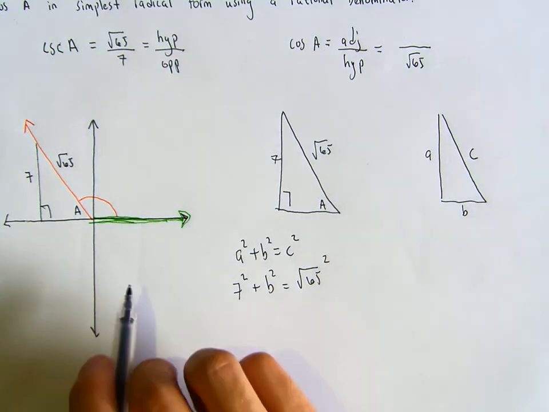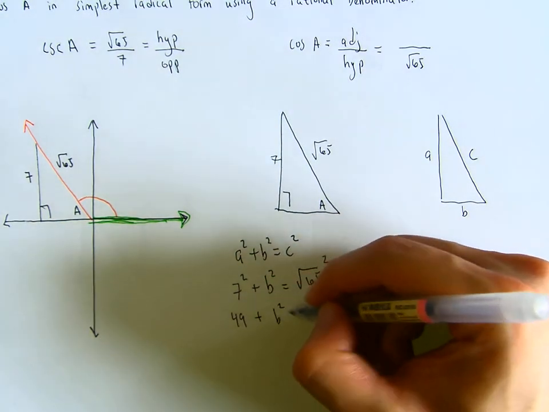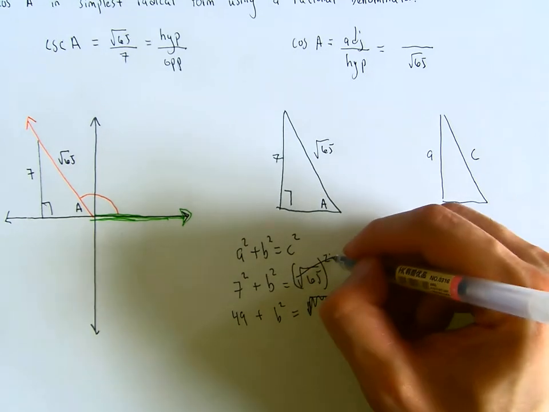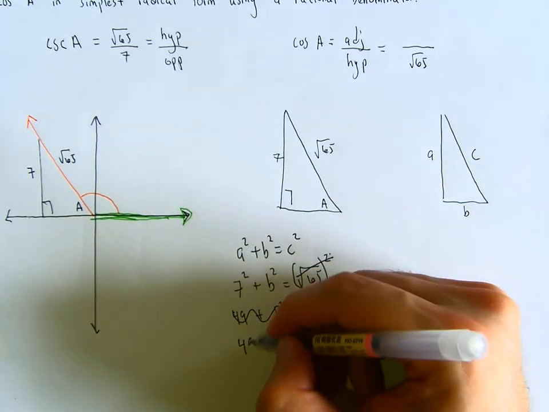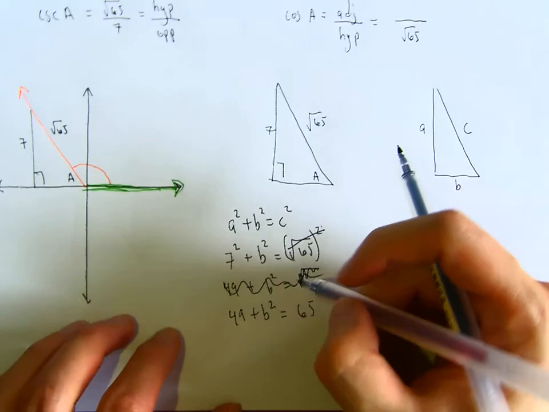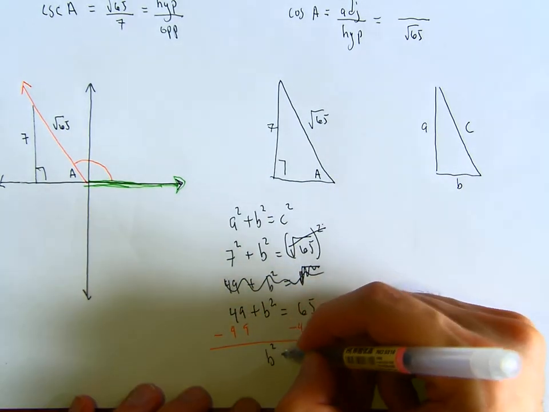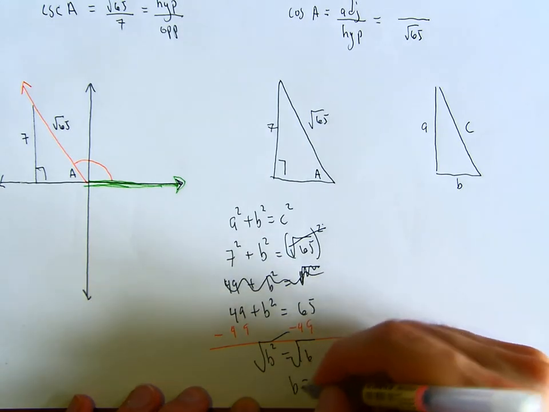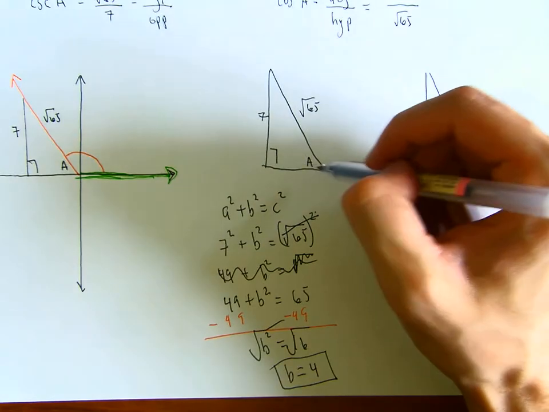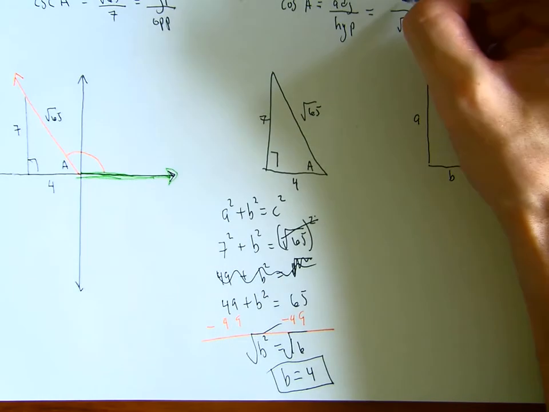Let me just make sure everything is okay. All right, so this is 49 plus B squared equals square root of 65. I'm sorry, not square root of 65. What happens when you square the square root? This cancels. So let me rewrite this again: 49 plus B squared equals 65. Then how do you continue to the next step? We subtract 49 on both sides. So we have B squared equals 16, take the square root, so B is equal to 4. So we know that the adjacent side of angle A is 4, and the 4 goes on top.